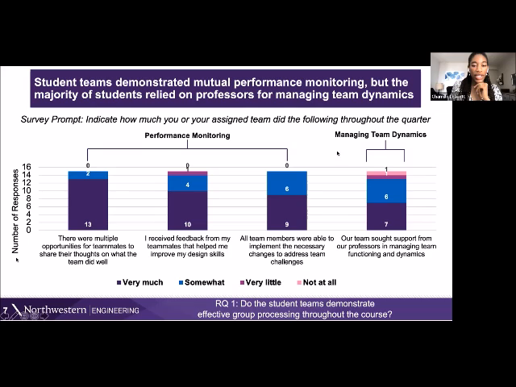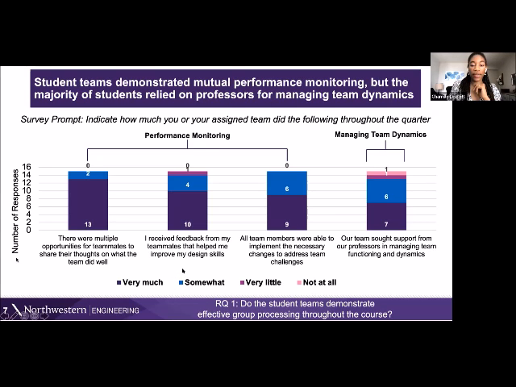So for these 3, we're talking about mutual performance monitoring. If we look at the survey prompt here, they were asked to indicate how much their assigned team did the following during the quarter. And for the question of were there multiple opportunities for teammates to share their thoughts on what went well, the vast majority said that this happened very much, which makes sense because we did implement this strategy, the scaffold, so they could reflect on their team actions.